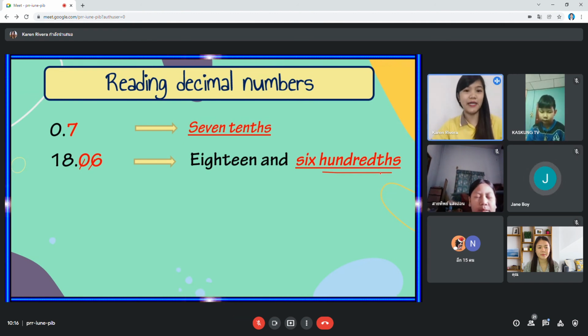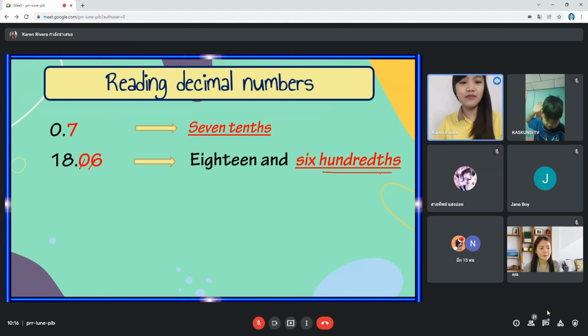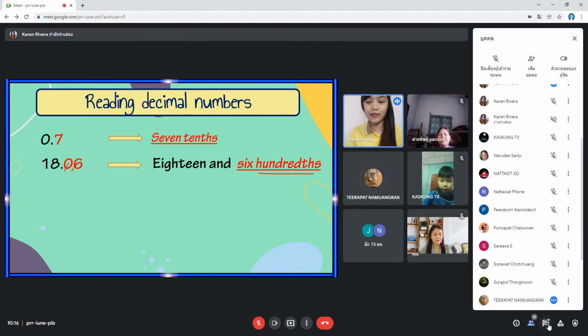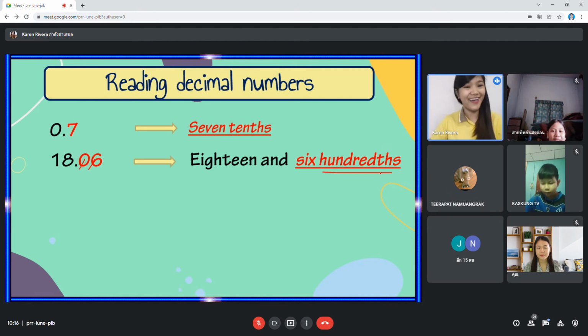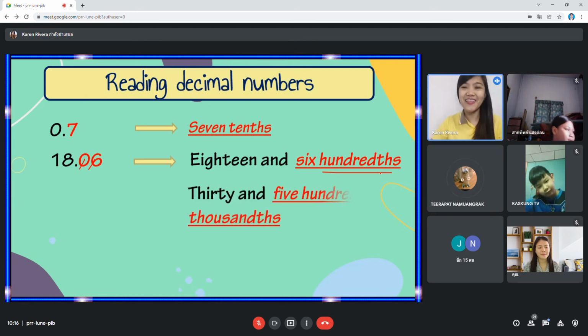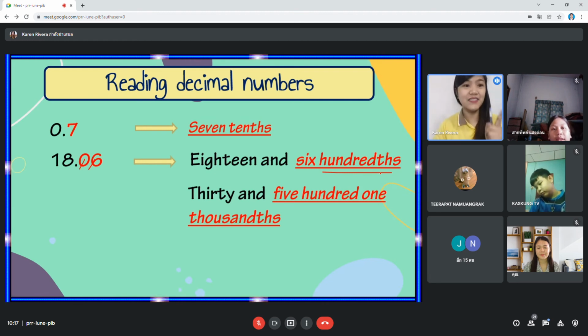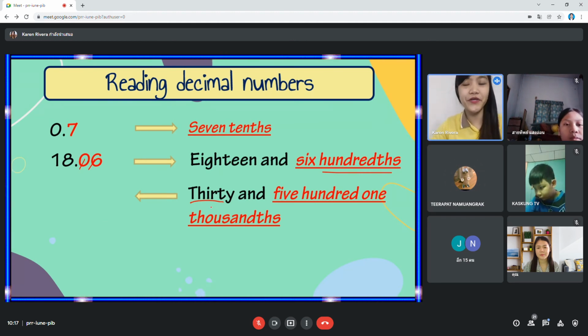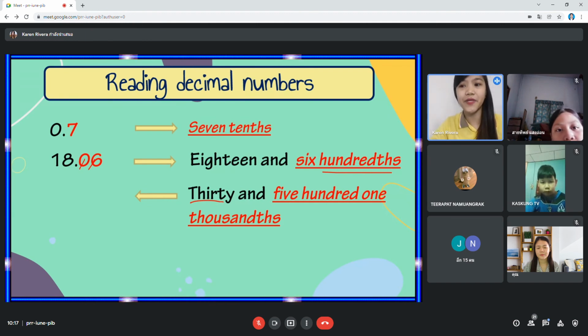Tirapat. Where's Tirapat? Tirapat absent? Yeah, my teacher. Oh, Tirapat. Hello. So, how did you read this? Oh, this one is very easy. This one is words. Can you read it, Tirapat? Go. 30 and 500 thousandths. Okay. Tirapat, this is a word.